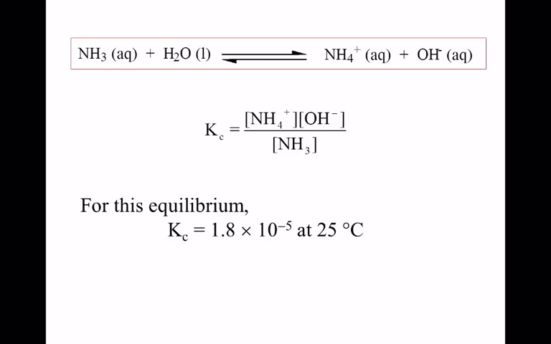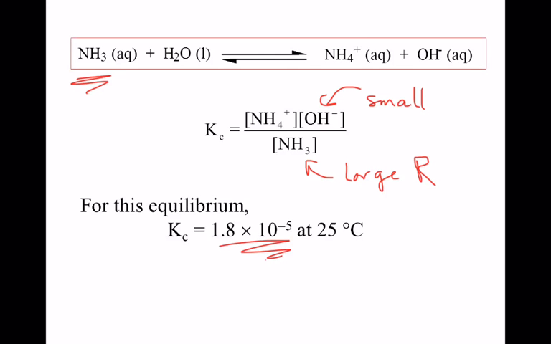The equilibrium constant, by the way, for this equilibrium is 1.8 times 10 to the minus 5. And remember we said that if you have something relatively small like that, it means that the denominator is large and the numerator is small. So that means it favors the reactants.